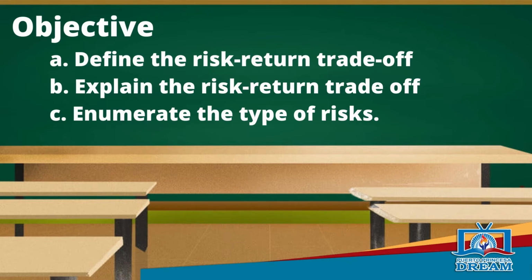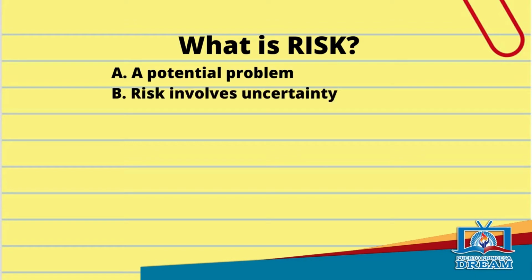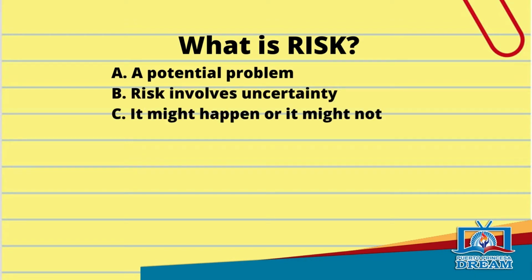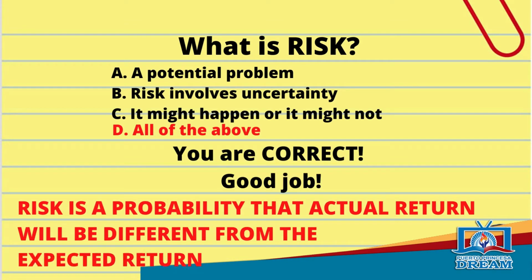We will start our lesson with a short quiz. What is risk? A. A potential problem. B. Risk involves uncertainty. C. It might happen or it might not. Or letter D. All of the above. If your answer is letter D, you are correct. Good job. Risk is a probability that actual return is different from the expected return.